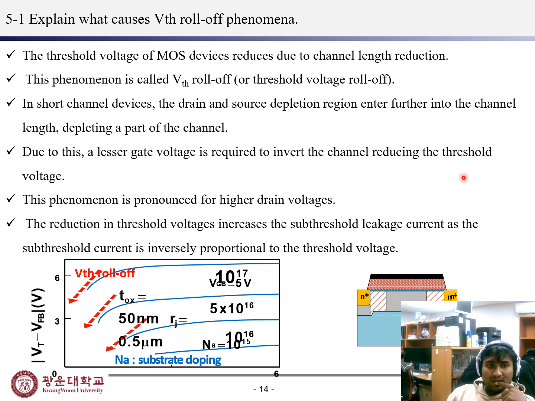In this case, the drain voltage is higher. This is the cause of the threshold voltage roll-off phenomenon.